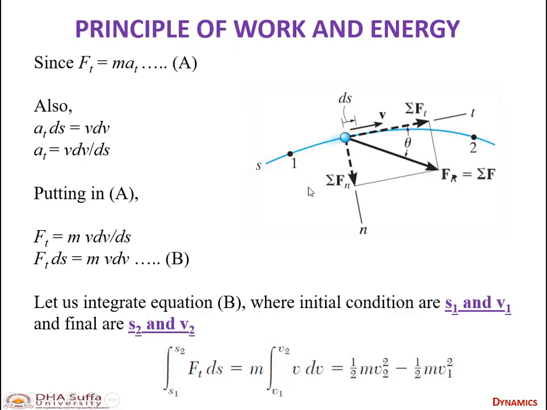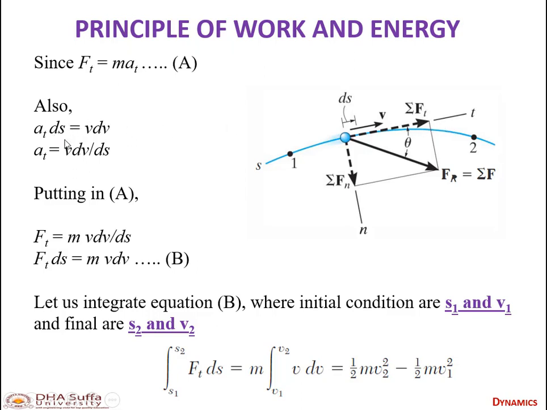So although there is a force acting on it, there is no movement or position change along the normal direction. So there will be no work done along n. We are only concerned with the work done along the tangential direction, or the direction along the curve, because there is no ds along n, right? So we have Ft, the tangential force, equals mass times acceleration along the tangential direction.